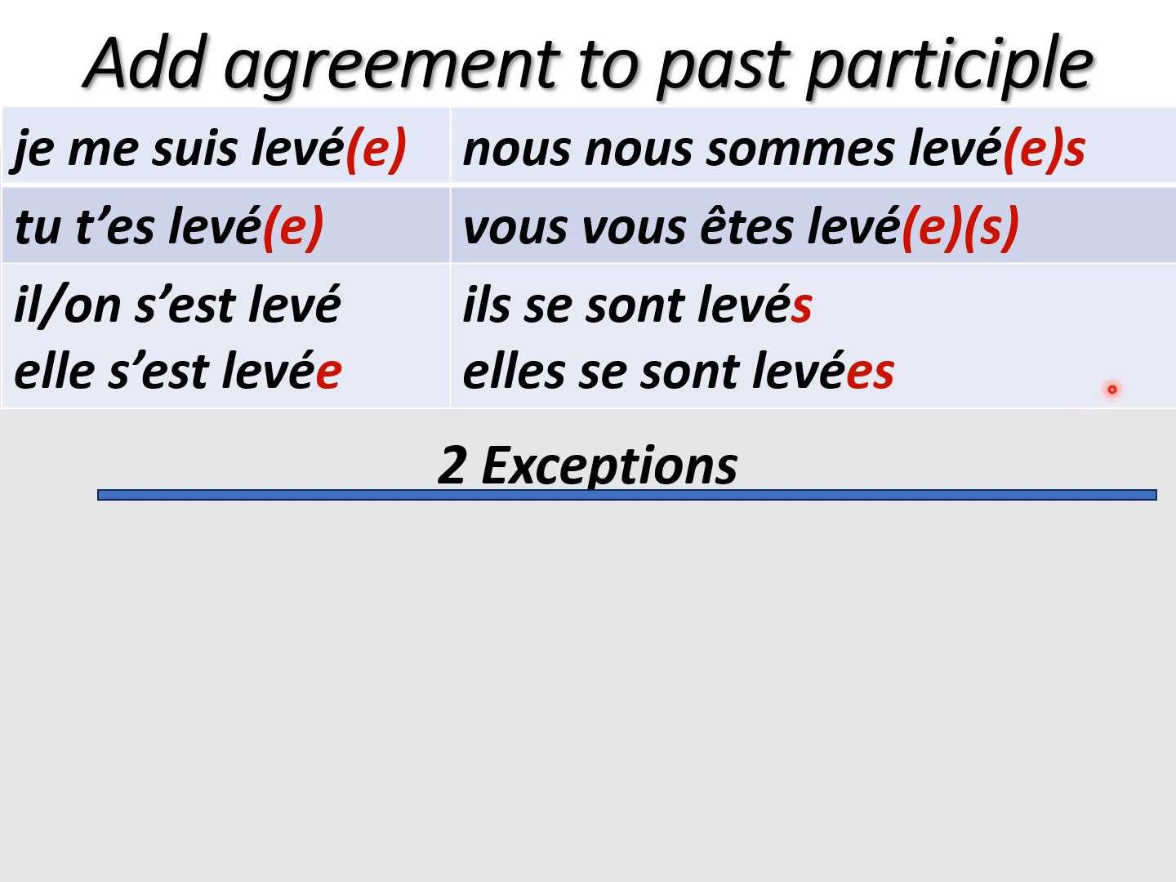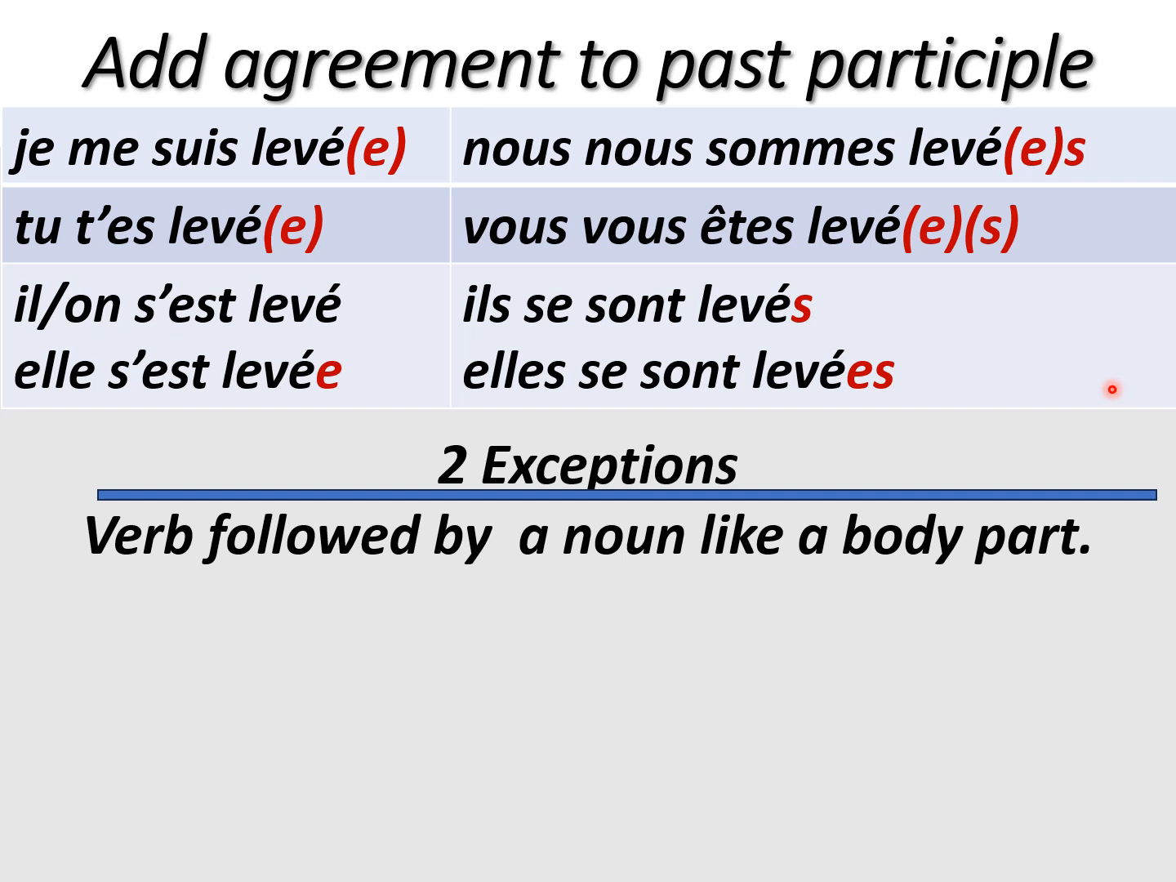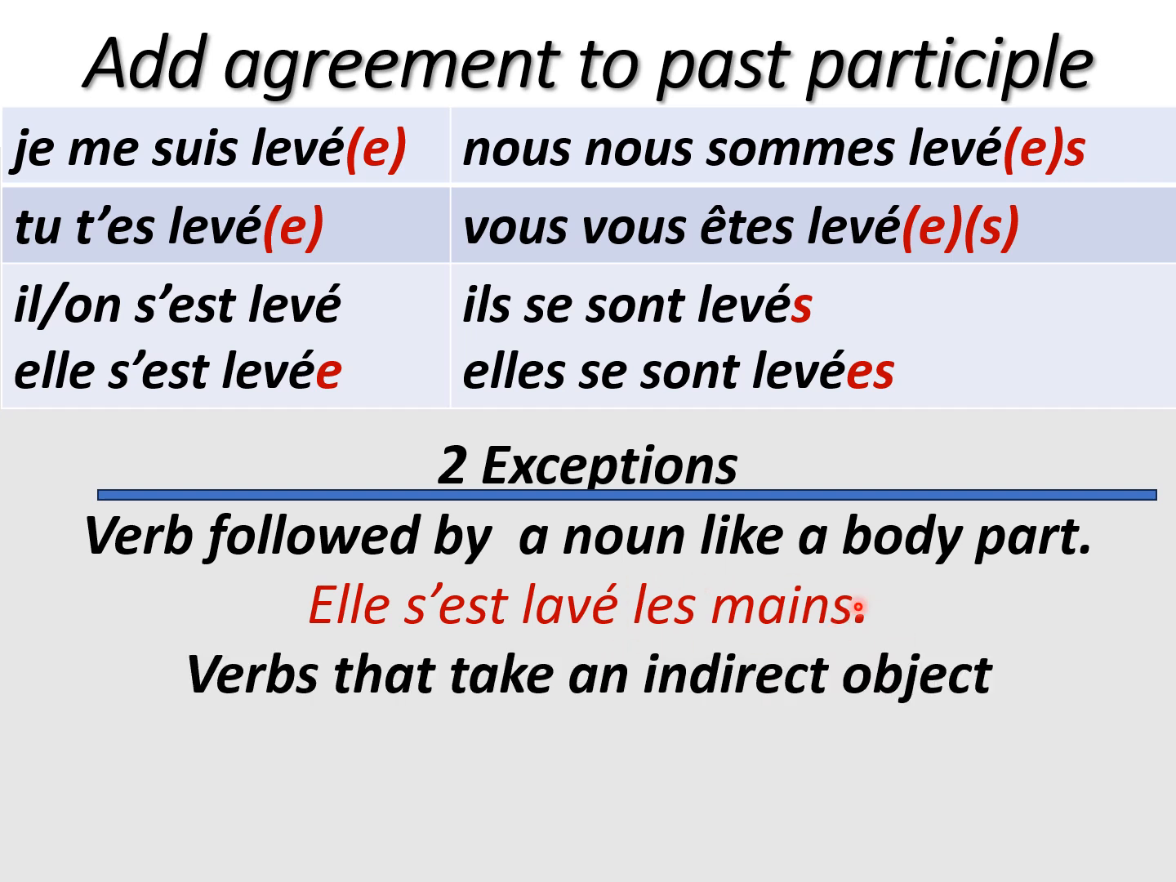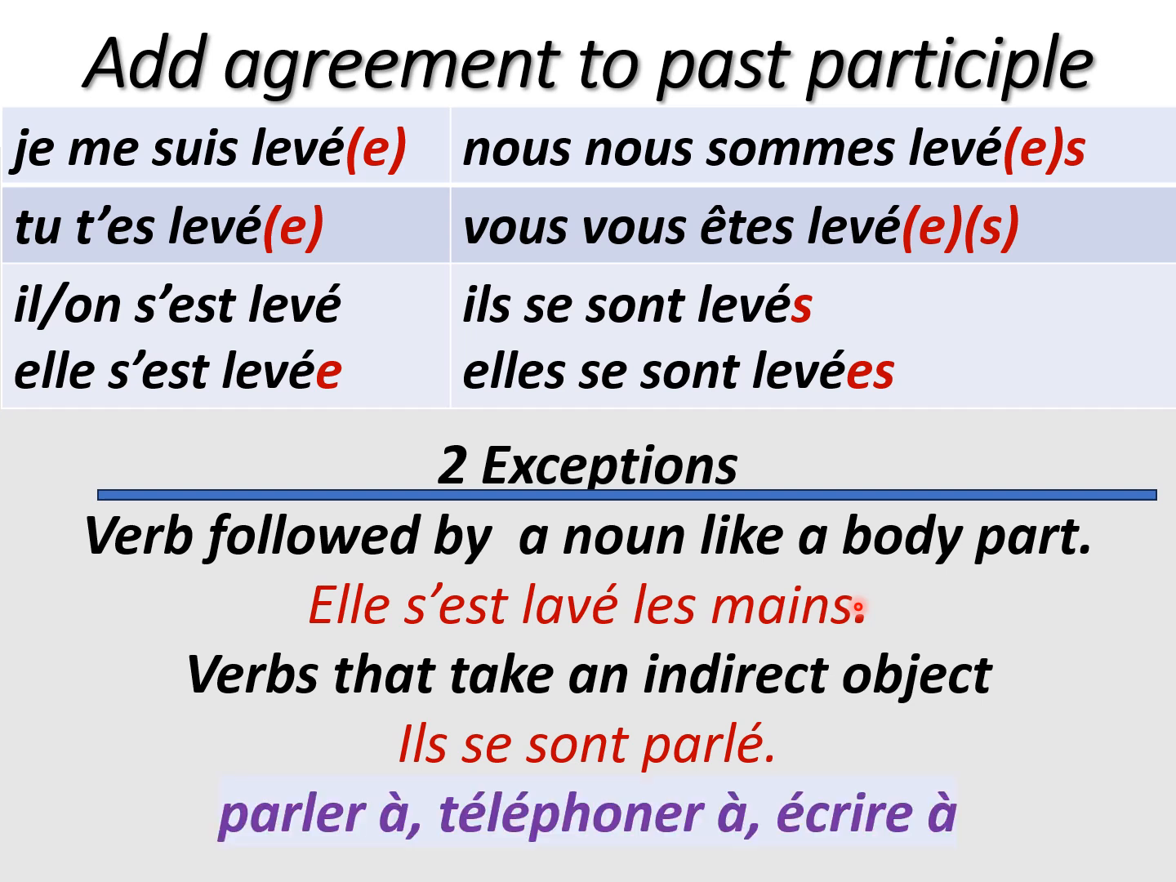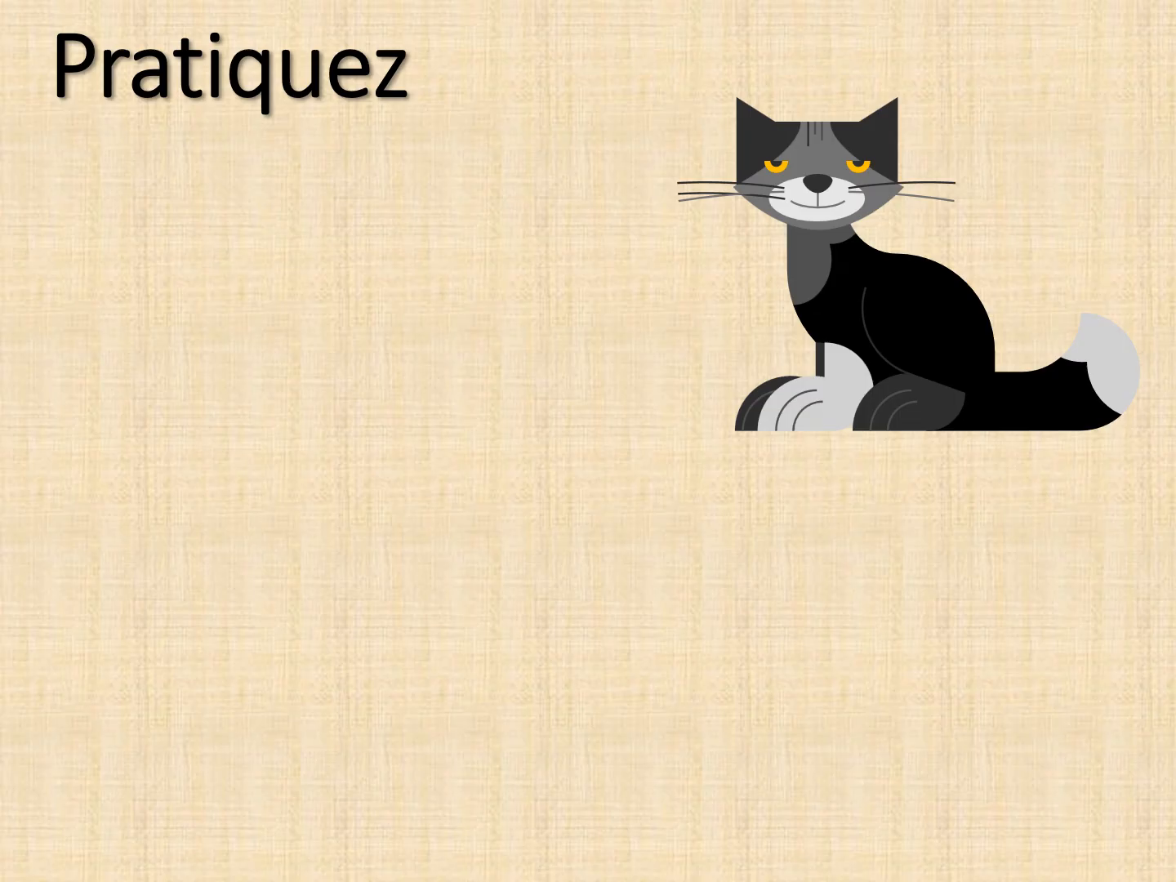So add the agreement, but there are two little exceptions. If the verb is followed by a noun, like a body part, for example, elle s'est lavé les mains. If she was just washing herself, you would have the extra e. Once we add the body part, the agreement disappears. And the other thing is for verbs that take an indirect object, you don't have agreement with the subject. Ils se sont parlé. So you just have to know that these verbs are the main ones: parler, téléphoner, écrire. These verbs all take an à after them. So that's what makes them use indirect objects. So no agreement there. So let's practice.